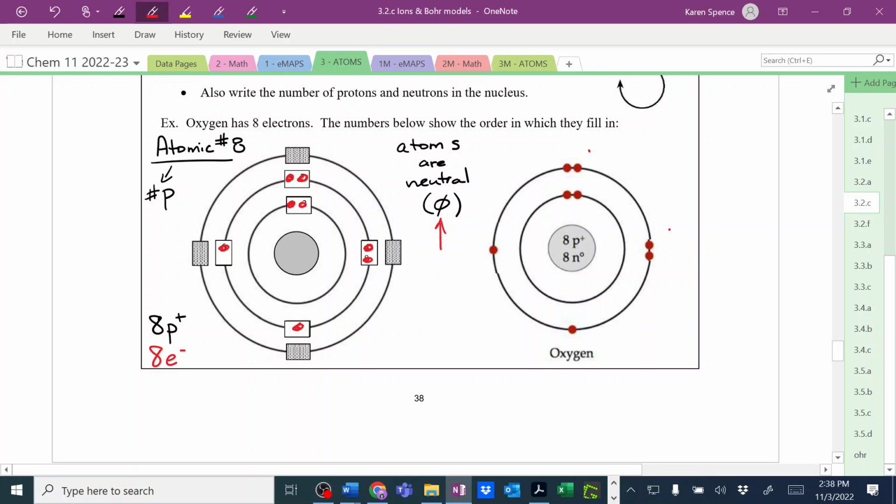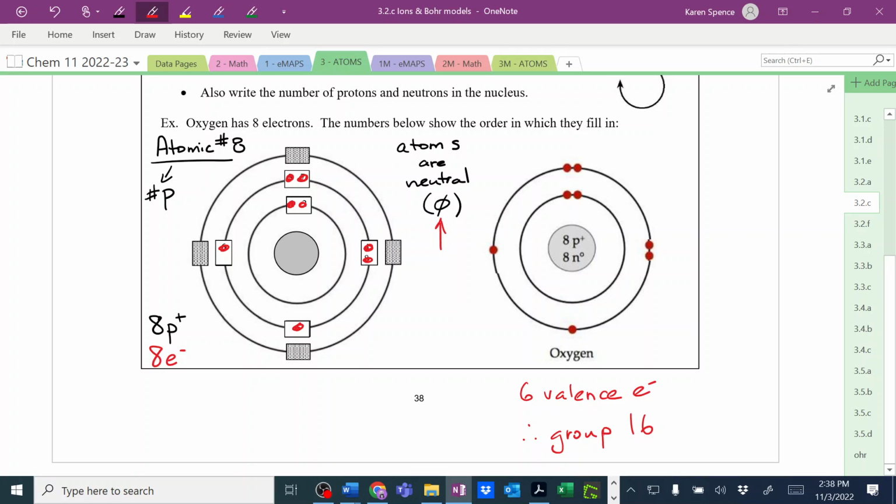1, 2, 3, 4, 5, 6. 6 valence electrons. Yes? So what group is oxygen in? Oh, no, you don't need to look. It has 6 valence electrons. Therefore, it is group 16. Okay?